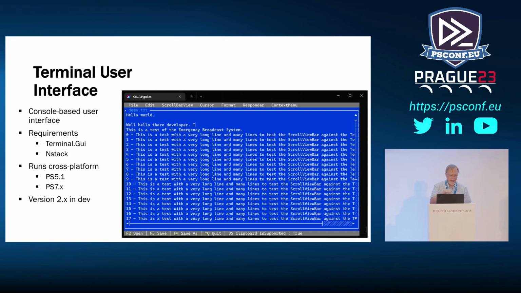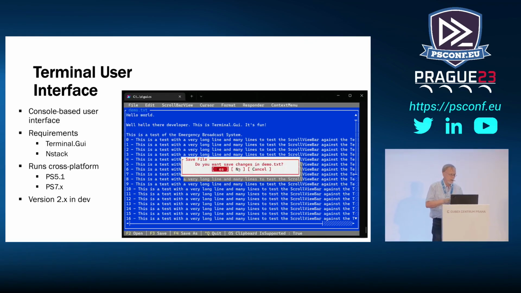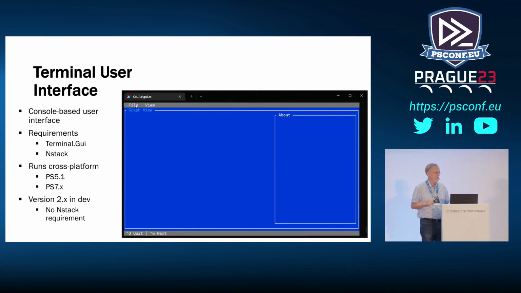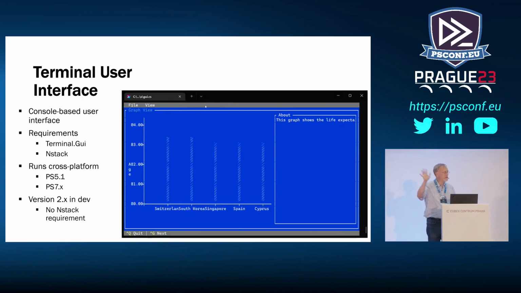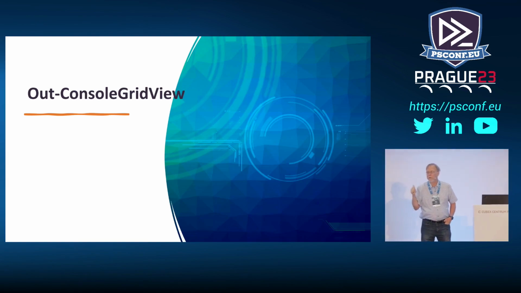I'm using the latest version 1, whatever it currently is, of the Terminal.GUI stack. There is version 2 that is in development, and that will take away the requirement for NStack. So everything I'm going to show you now is good as of today, but maybe in 6 months it might have changed. Now you can experiment, or not even experiment, you can use these terminal tools right now.